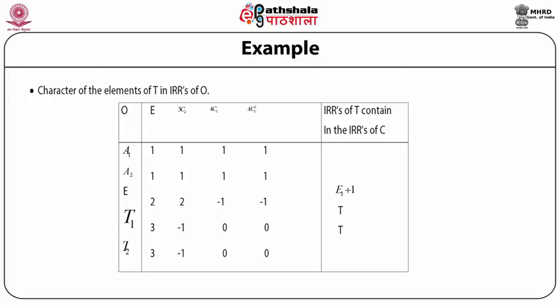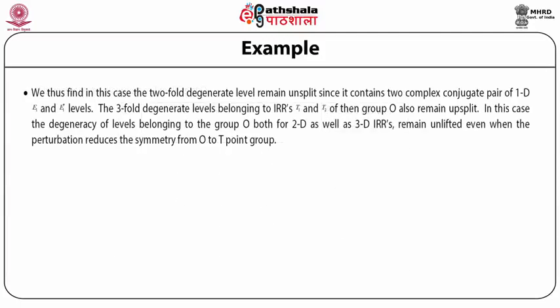Now consider the characters of the elements of T in the irreducible representations of O. What are the irreducible representations of the group O? They are A1, A2, E, T1 and T2: 2 irreducible representations of dimension 1, 1 of dimension 2 and 2 of dimension 3. Its characters are given here. From here one can easily see that E is equal to E1 plus E1 star. We find that in this case the twofold degenerate level remains unsplit, since it contains a complex conjugate pair of one-dimensional E1 and E1 star levels. The threefold degenerate levels belonging to the irreducible representations T1 and T2 of the group O also remain unsplit.